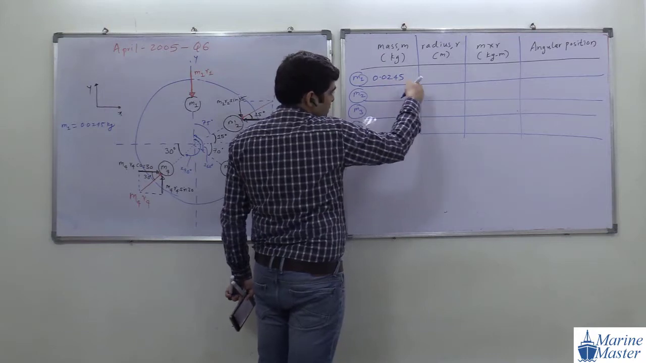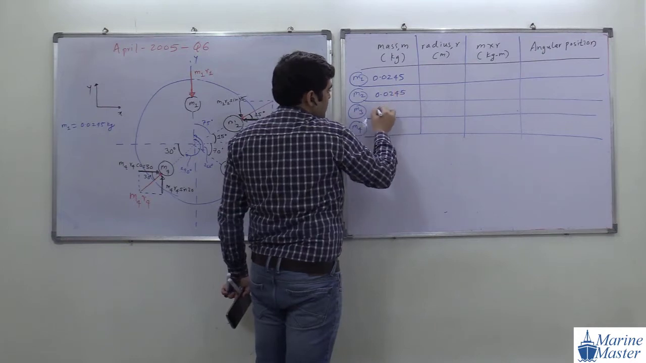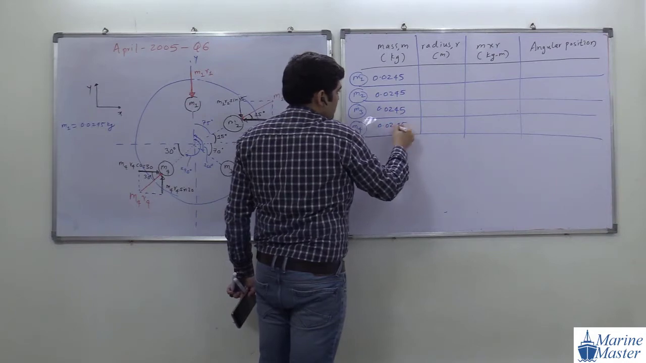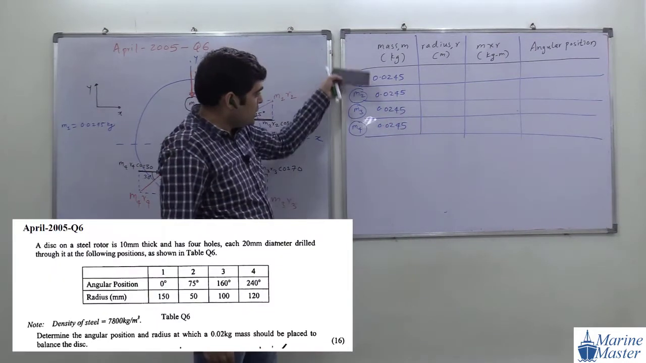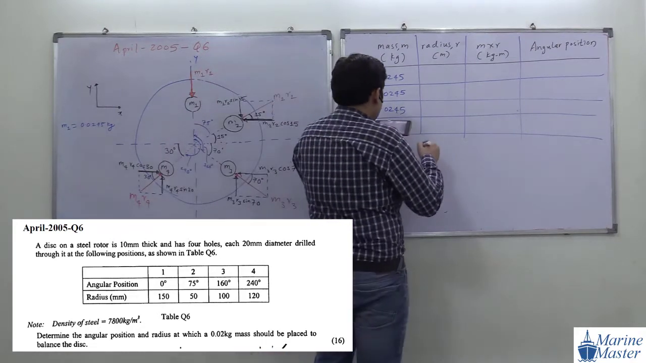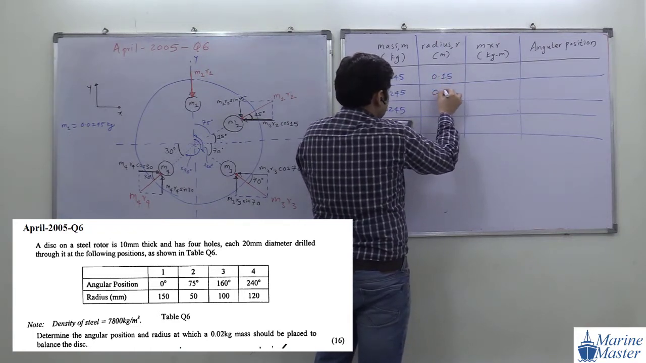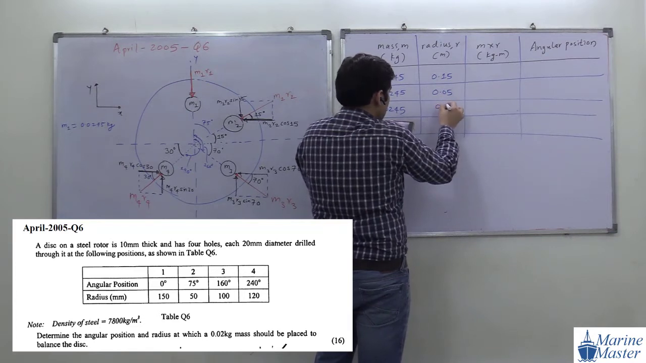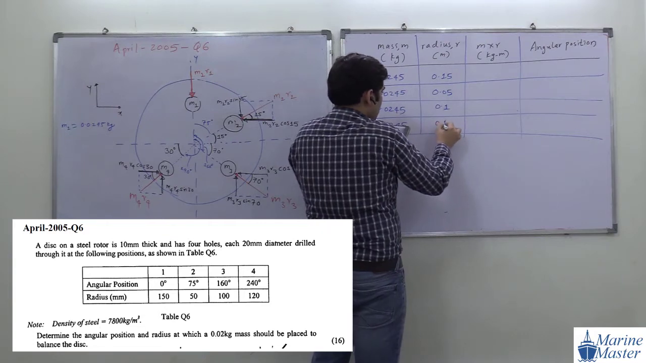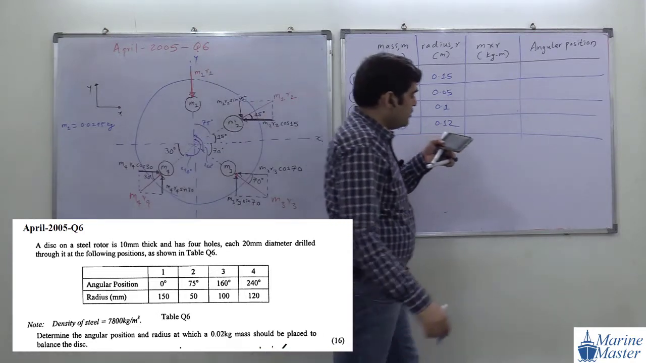Kg, I am not writing the unit each and every time because at the top I have written the unit. 0.0245, 0.0245, 0.0245. So here how many masses do we have? 4 masses. Radius for each mass: for the first mass, 0.15 meter. Second mass 0.05. Third mass 0.1 and fourth mass 0.12. Means for 4 holes.